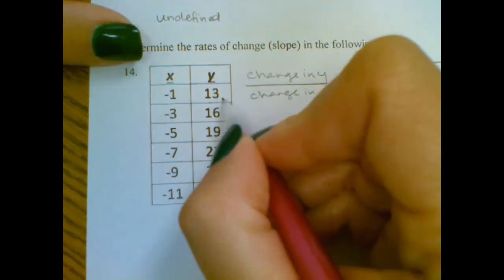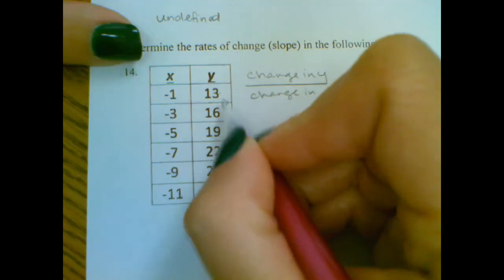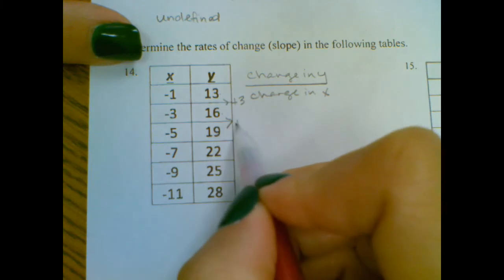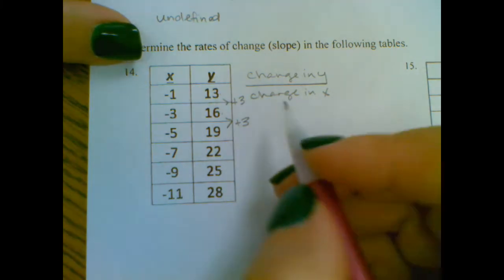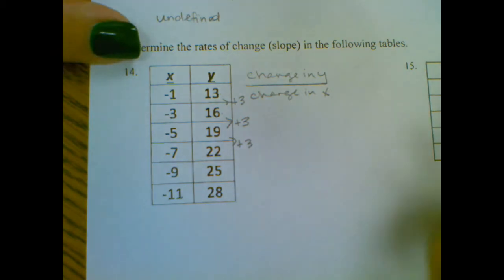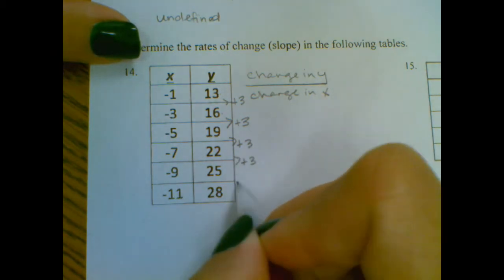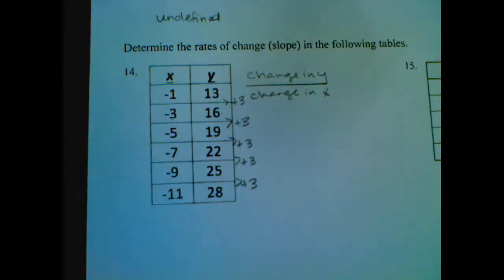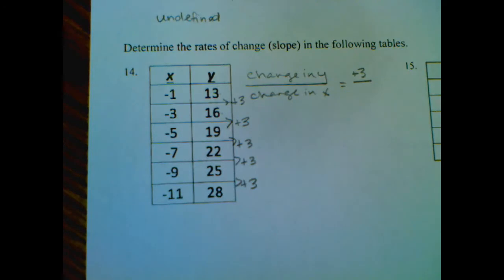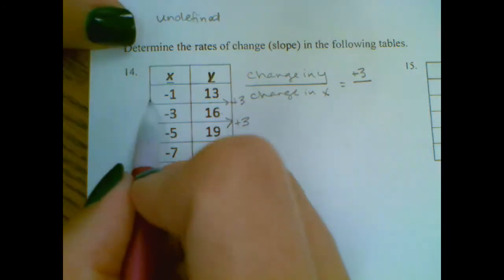So if I look at the changes in my y values, from 13 to 16, I add 3. 16 to 19, I add 3. And we want to make sure this is consistent along the whole thing. Yep, add 3 there. Okay, so my change in y is a positive 3.